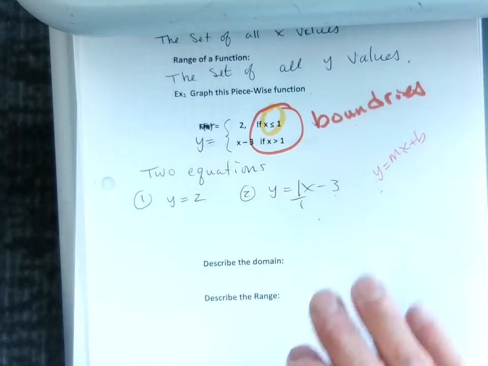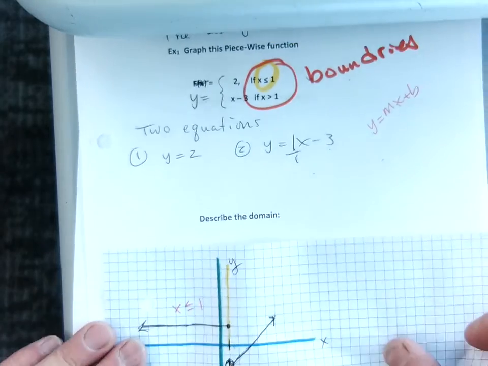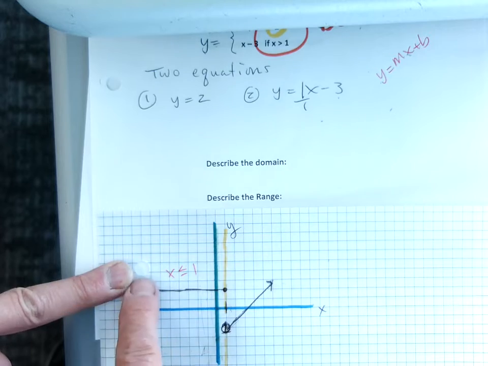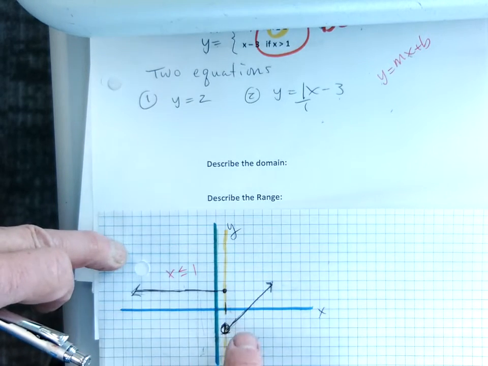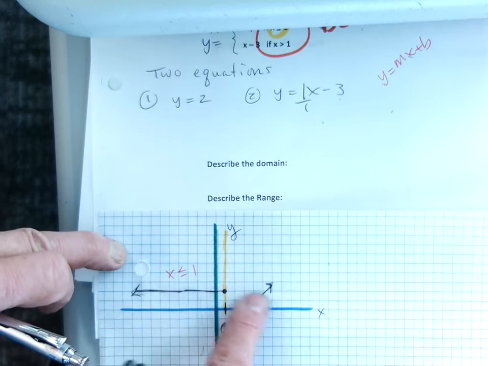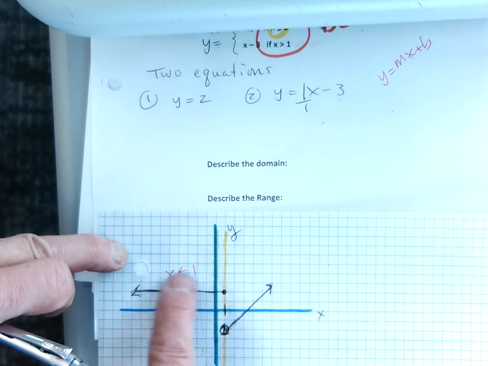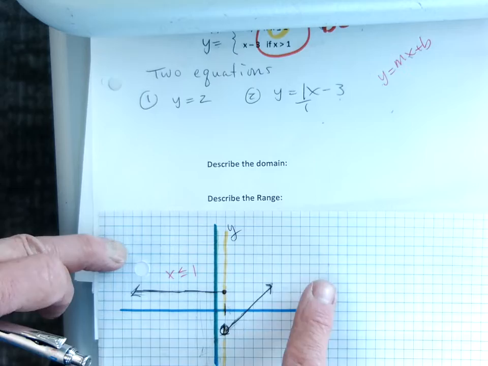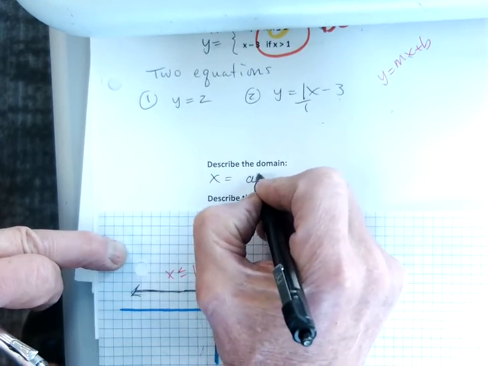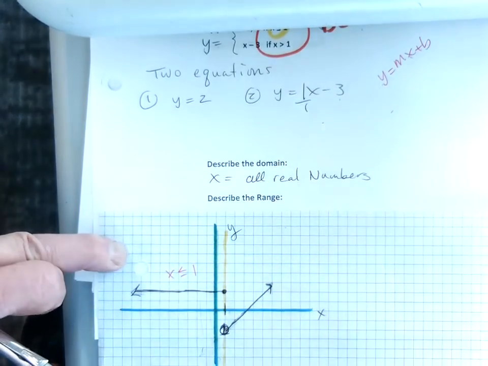All right, now the domain. Here's my graph. Okay, let's scoot this up. Domain. Well, how wide is this graph? It goes forever this way, and it goes forever this way, doesn't it? I mean, think about how wide. The graph together is one graph. So together, it covers the entire graph, doesn't it? So every possible x value is part of the domain. So we're going to say the domain is x equals all real numbers, okay? How about the range?